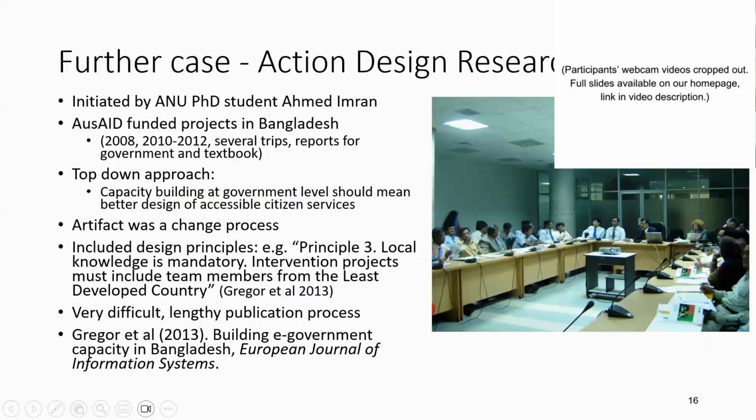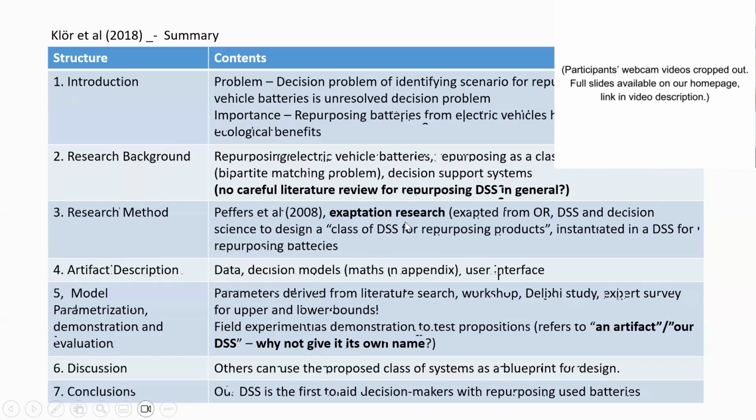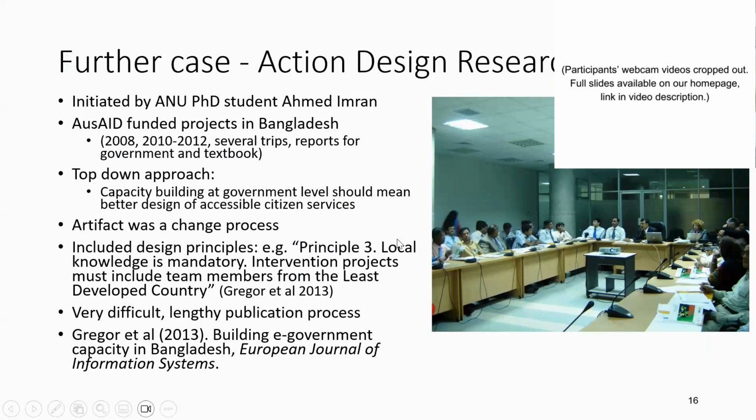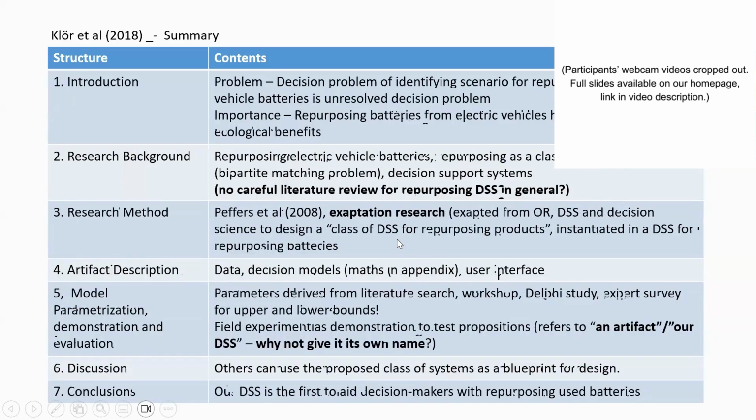The research method. So this one's exaptation research. That got different types of knowledge and joined them together and brought them over and applied them to this class of DSS for repurposing. The artifact description. They showed the decision models, they had the maths in the appendix, and they showed you the user interface. And they showed how they'd got the parameters from a literature search.